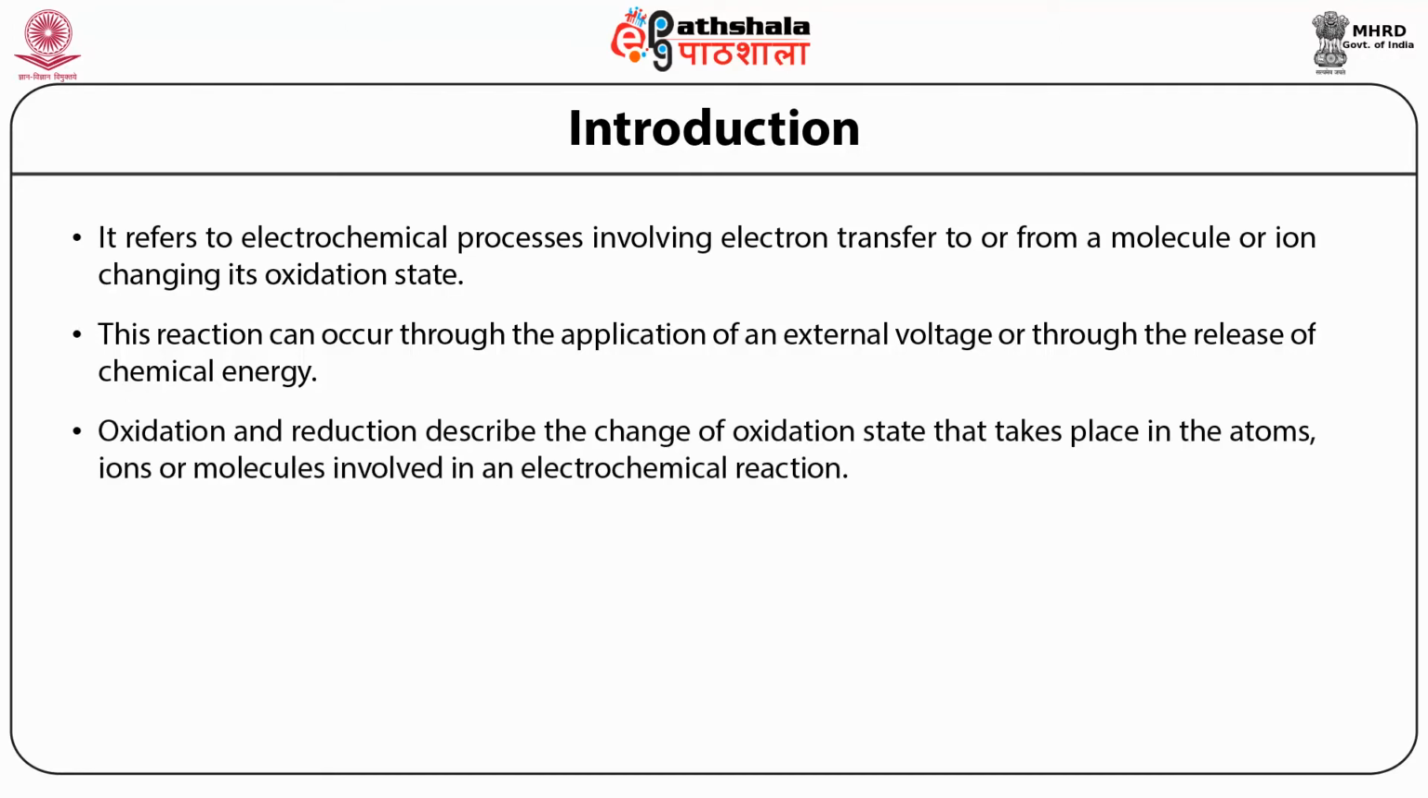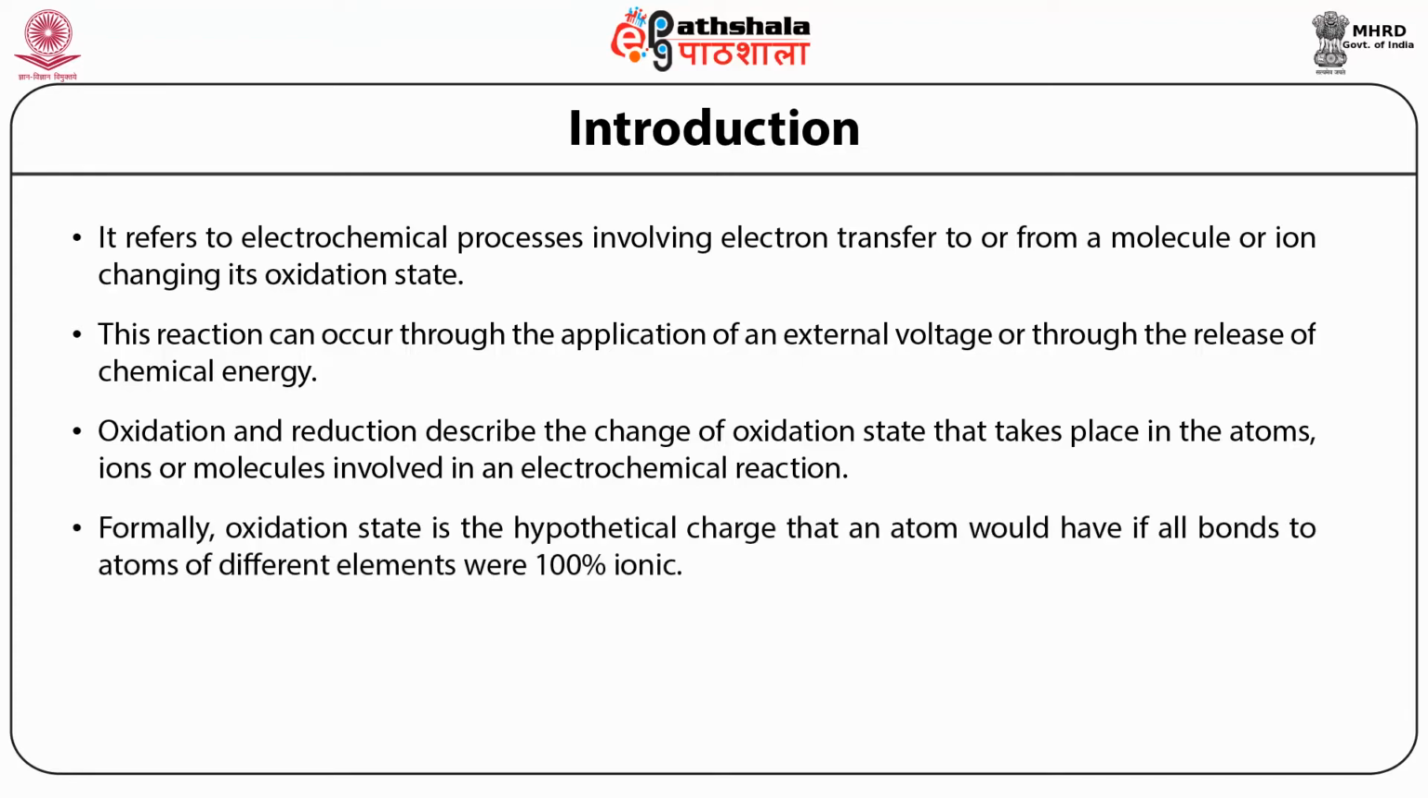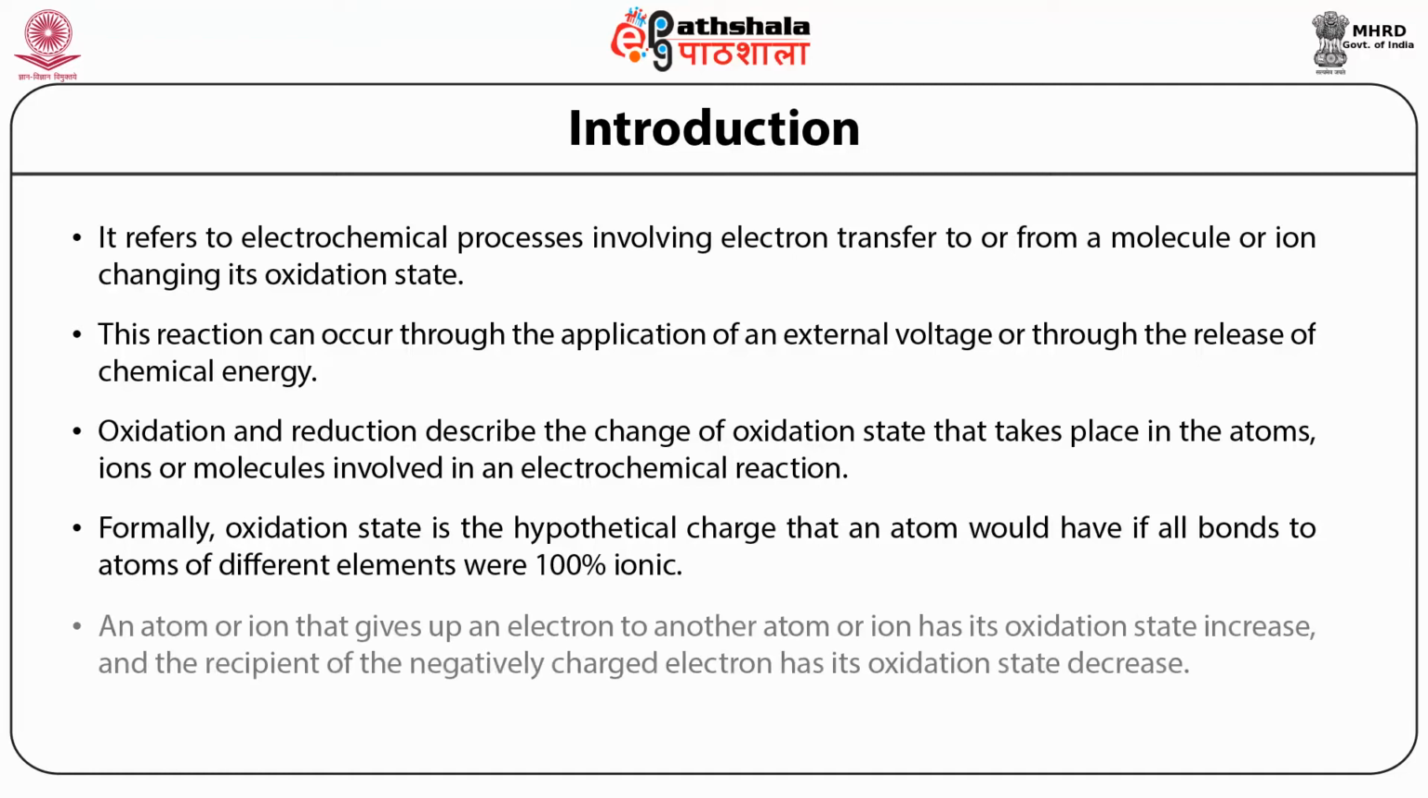Oxidation and reduction describe the change of oxidation state that takes place in the atoms, ions or molecules involved in an electrochemical reaction. Formally, oxidation state is the hypothetical charge that an atom would have if all bonds to atoms of different elements were 100% ionic. An atom or ion that gives up an electron to another atom or ion has its oxidation state increase, and the recipient of the negatively charged electron has its oxidation state decrease.